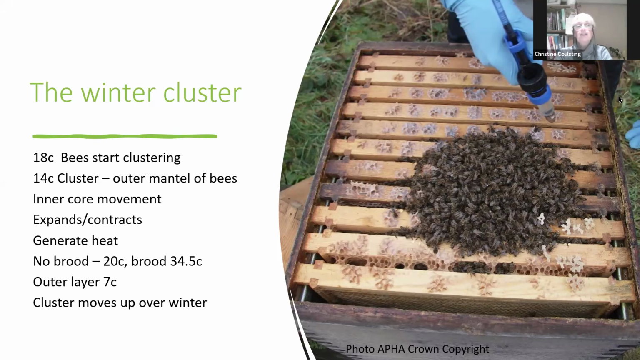The outer layer tends to be about 7 degrees, in the depths of winter. If the bees get too cold, below 7 degrees, they're going to fall off the cluster. So they tend to move in a little bit like penguins, and the cluster tends to gradually move up over winter. They can't move very far, because if there is any brood, they're going to stay with the brood and with the queen.